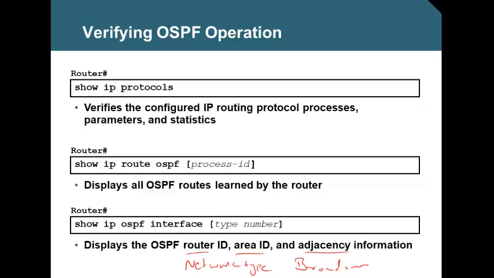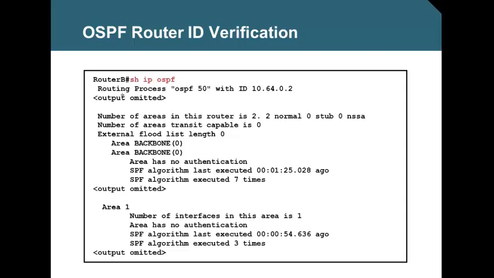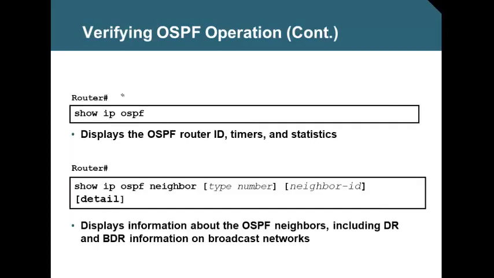What is the timer we discussed in the previous class? Hello is what? That is what time? 10 and 40. Yep. So all this information is seen under the interface command. Show ip ospf, we already saw the output here. This is show ip ospf. And then show ip ospf neighbor, it will list you all the neighbors. If you want to see a particular neighbor in detail, then you can specify the neighbor address.